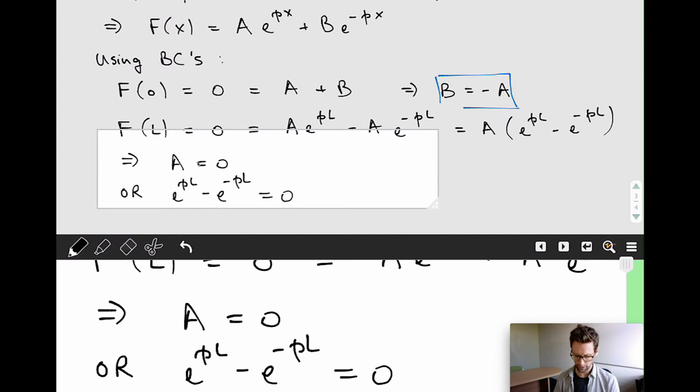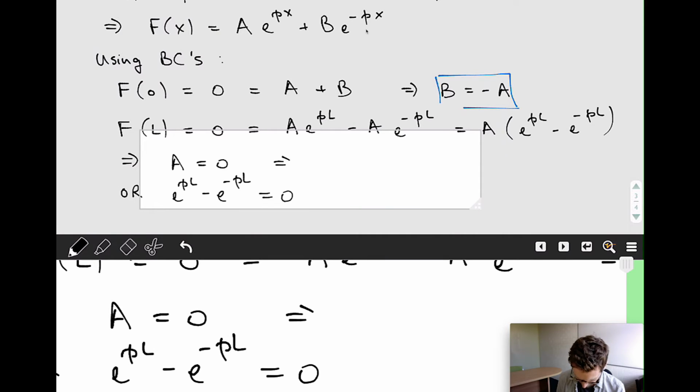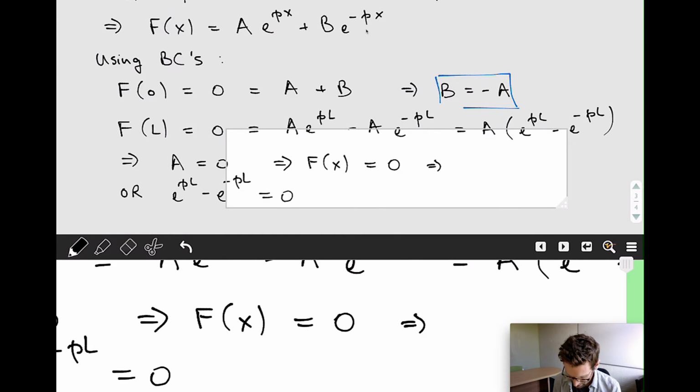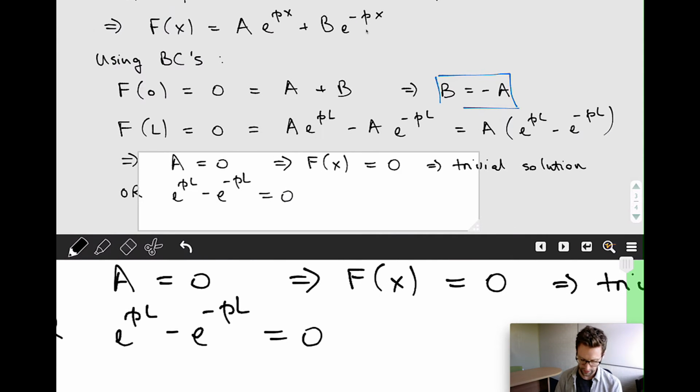A is equal to 0. Now notice that we found that f of x was equal to a e to the px plus b e to the minus px. But if a is equal to 0, it implies that b is equal to 0, so this whole expression here would be equal to 0. So if a is equal to 0 and b is equal to 0, f of x is equal to 0 for every possible value of x, which means that this is just giving me the trivial solution that u is equal to 0 everywhere.